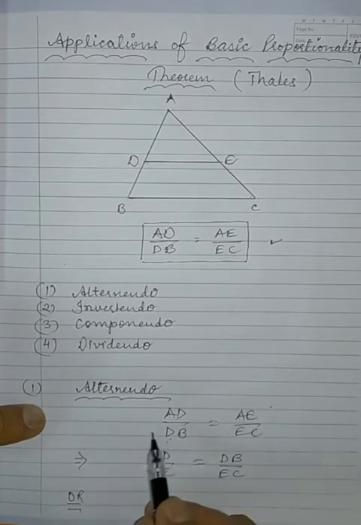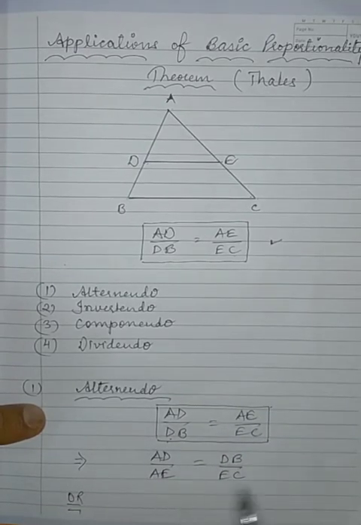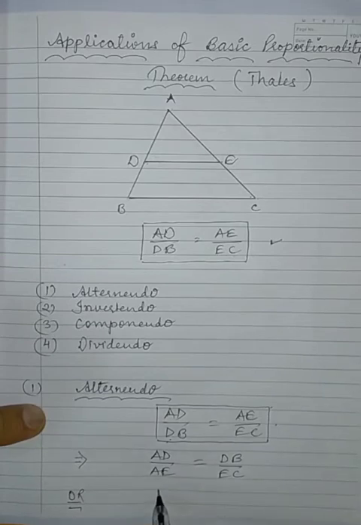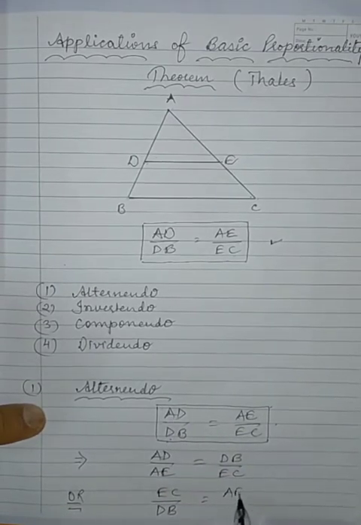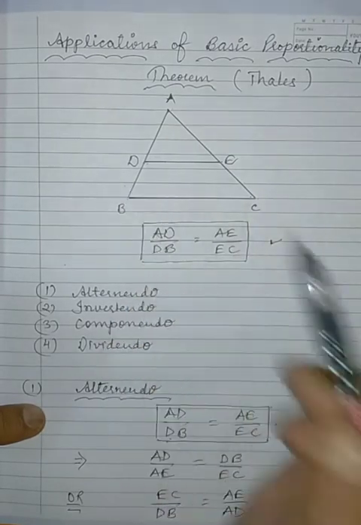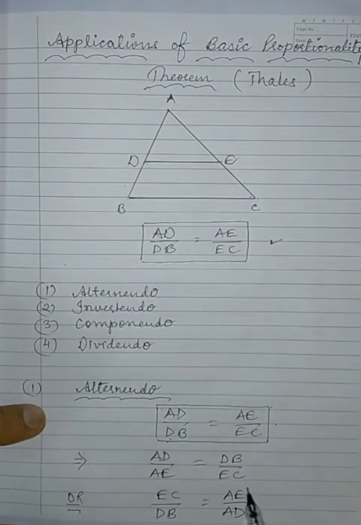Let me write this. Once again, the main relation we have is this only. First I changed this AE here and DB here. Now for this same relation, we can write it as EC upon DB, writing this one here and AD here, AE upon AD. This means EC upon DB is equal to AE upon AD. So this way we can use the relation of alternando.